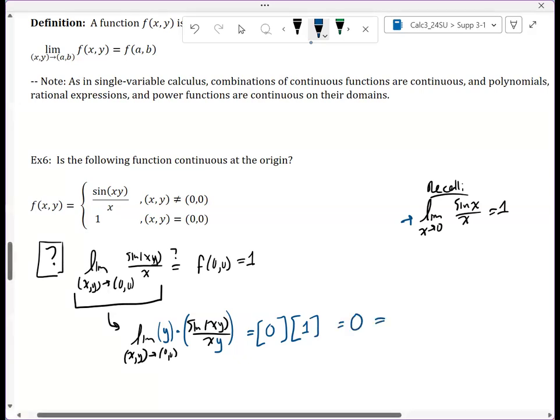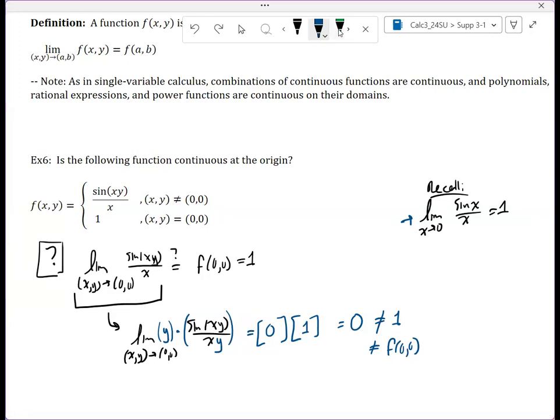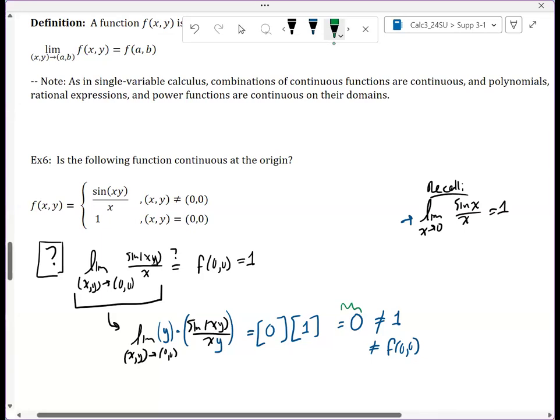And unfortunately, this is not 1. In other words, this is not f of (0,0), which is defined to be 1. So we are not continuous at the origin under this definition. If instead of defining f of (0,0) to be 1, we had defined it to be 0, then yes, we would be continuous. But because the output at the origin is 1 instead of 0, and the limit as we approach the origin is 0, those two don't match up, and our function is not continuous at the origin. So the answer, as it stands here, is no.